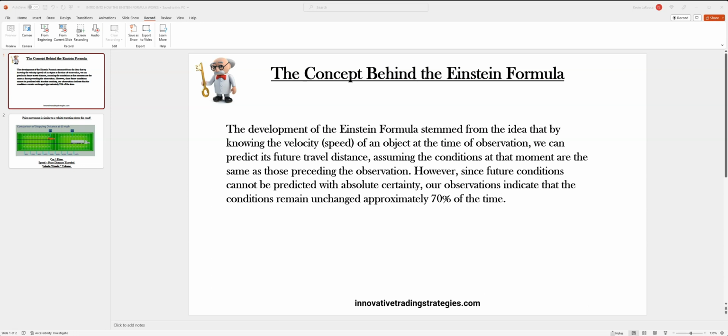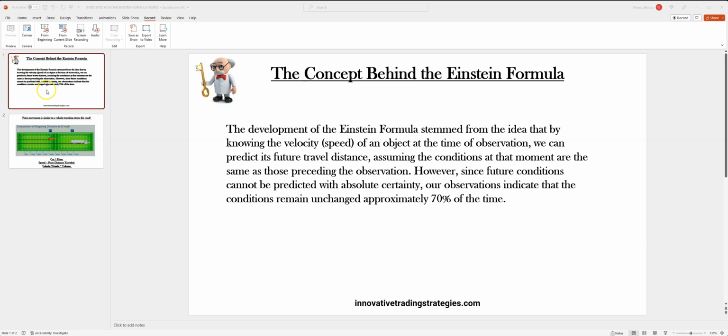Alright, so the concept behind the Einstein formula. Now, my intent is not to get into the actual details of the Einstein formula, but give you a little bit better idea of what is the whole concept behind it and why I think this is probably one of the best tools that we've been able to develop in my last 40 years of trading, and I'll tell you why in just a minute. But anyway, let's talk about the concept.